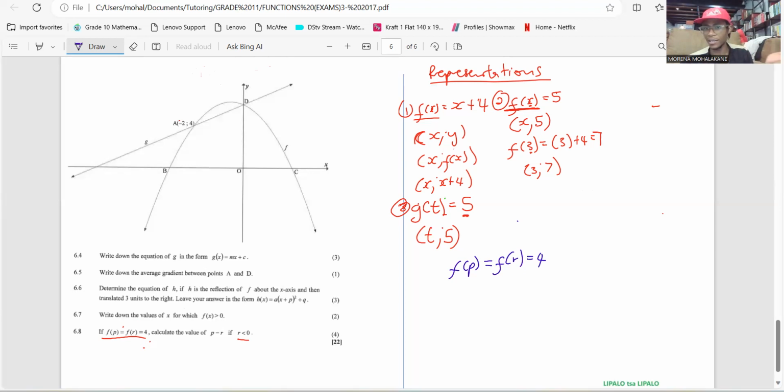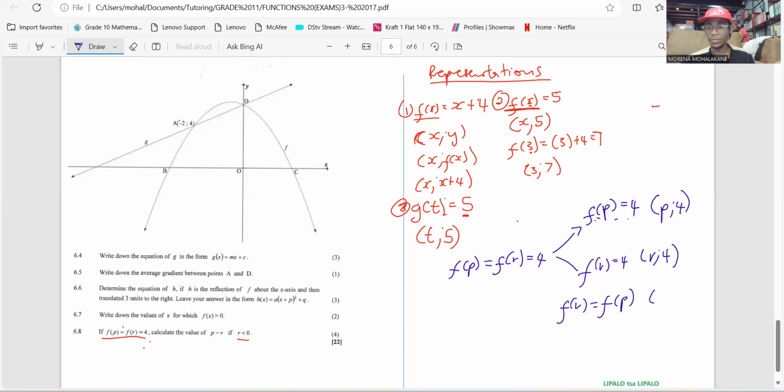Remember, this is an equation. I can write it in many forms. Breaking it down, I can have f at p equal to 4, or f at r equal to 4, or f at r is equal to f at p. These mean the same thing. I can work with this because now I have my coordinates. It's going to be p, then 4, and this side is going to be r, then 4. So these 2 points share a y value.